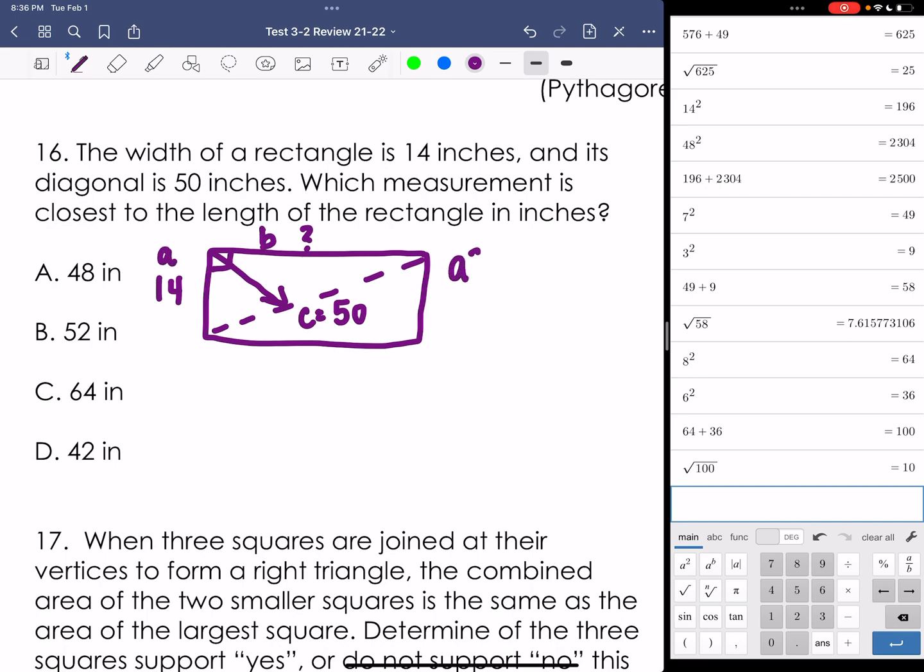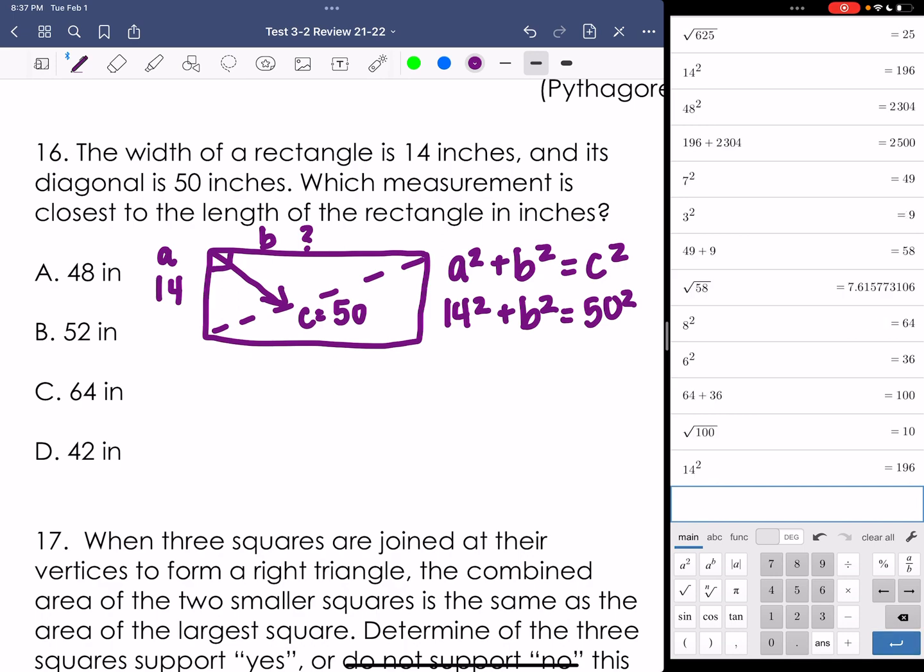So I am going to write down our formula, which is A squared plus B squared equals C squared. So A is 14 squared. I am looking for B squared, and this equals C squared, which is 50 squared. I'm going to simplify our exponents. So 14 squared equals 196, plus B squared equals 50 squared, and 50 squared is going to equal 2,500.